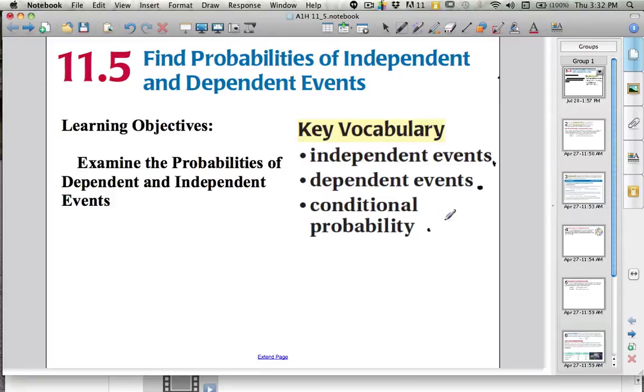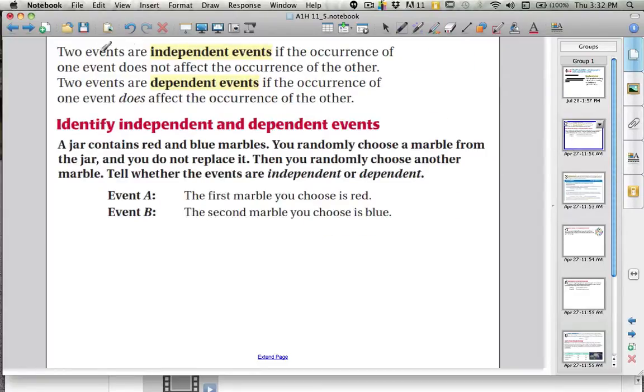thing called conditional probability. So taking a look at these, two events are independent events if the occurrence of one event does not affect the occurrence of the other, and the events are dependent events if the occurrence of one event does affect the occurrence of the other.